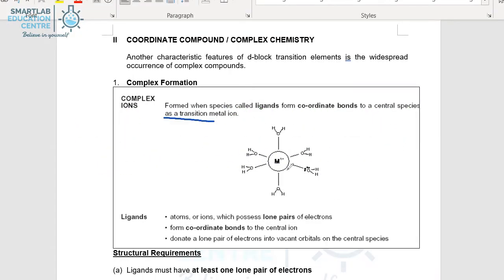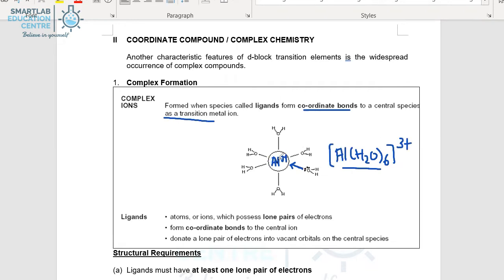Complex ions. Complex ions are formed when species called ligands form coordinate bonds to a central species, such as a transition metal ion. An example could be Cu2+, where the lone pair electrons of water are donated to Cu2+ to form a dative bond. So this is a possible complex ion.